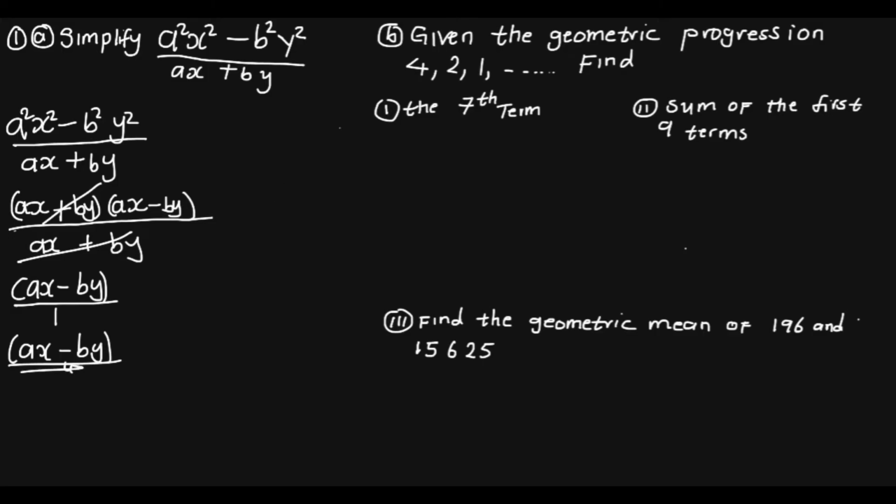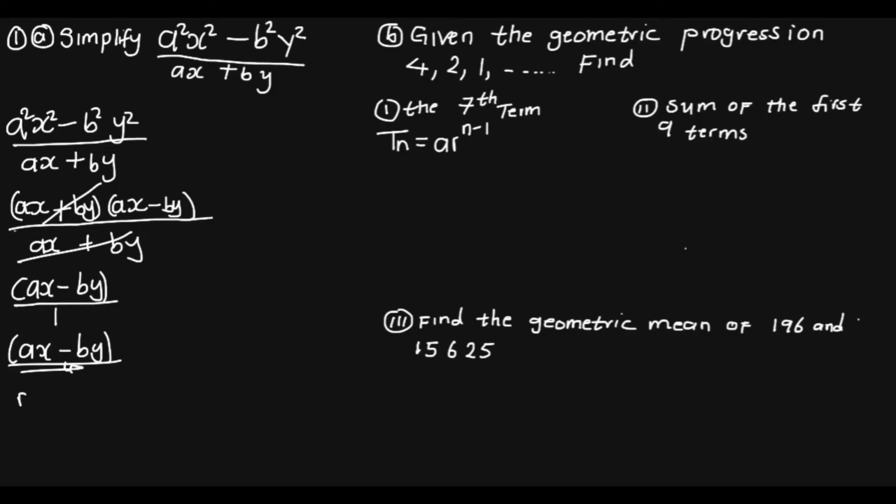Now let's move on to question B. Given the geometric progression 4, 2, 1, and so on, find the seventh term. The formula for the nth term of a geometric progression is Tn equals a multiplied by r raised to the power n minus 1. N denotes the term number, a is the first number in our sequence, and r is the common ratio. So let's begin by finding the common ratio.